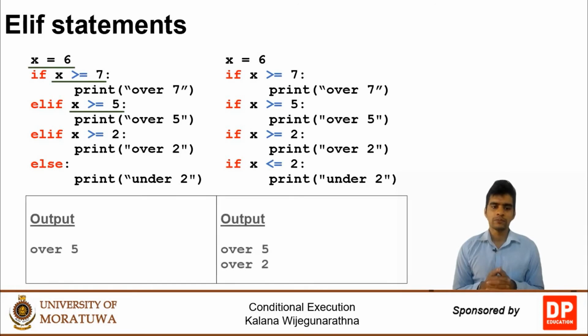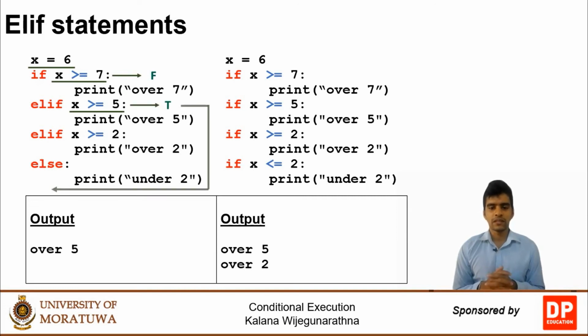Here we go. I hope you got it right. In the first case, since the first if returns false, we go and check the first elif, and since it returns true, it does not check any further. But in the second case, even after the first if returns false and the second if returns true, and we print over 5, the program goes on to check the other statements too.